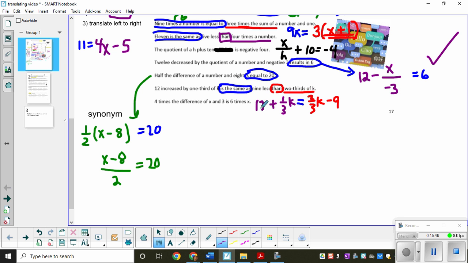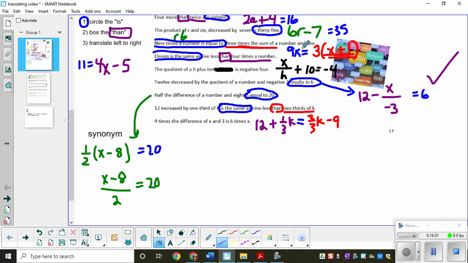You'll notice that this equation has variables on both sides, and I am going to be teaching you guys how to solve the equations with the variables on both sides. So I wanted you guys to see how to translate one like this. We also saw one up above where we had a variable on this side and a variable on this side, and I am going to be teaching you guys in another video how to solve when you have variables on both sides. All right, so we just translated that was 12 increased by 1/3 k is the same as in blue, 9 less than 2/3 of k.